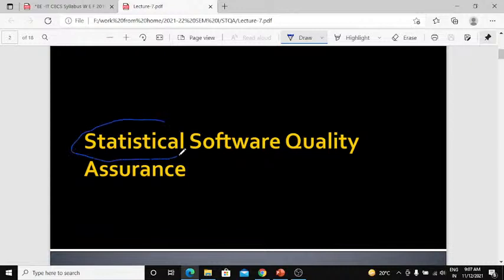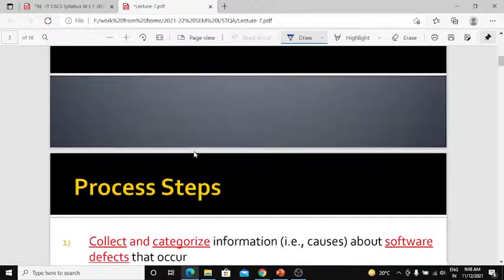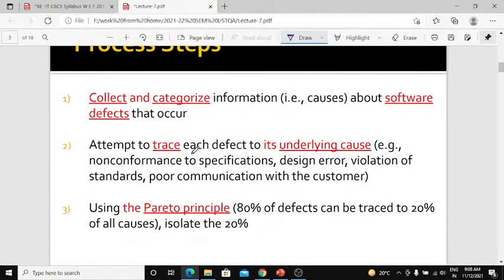Okay. What is the statistical approach? The formal approach of software quality assurance. So statistical means to collect and categorize the information about the software defects that occur. Okay, we need to collect the data, collect the information and categorize what actually the causes are, where the defects are arising.